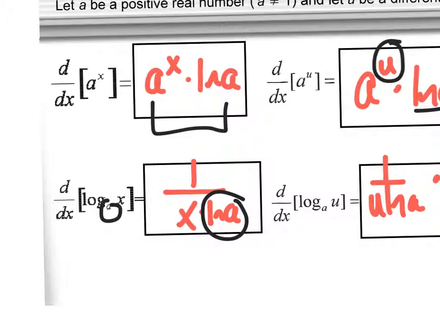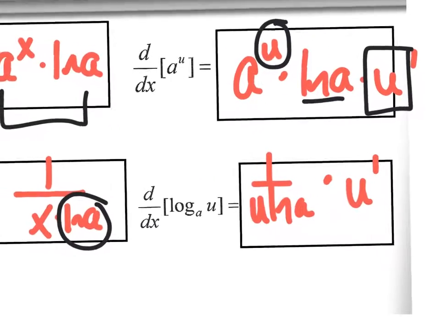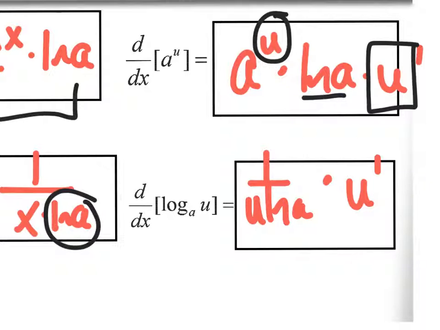So same idea in the fourth one, which is log base a of u. As we're used to, you have to multiply by the derivative of whatever u is. So it's 1 over u ln of a, which is your base, times u prime. So you'll see what I mean in a second.